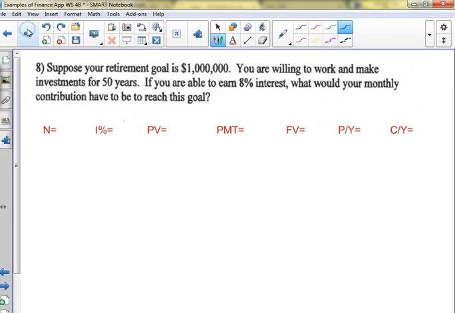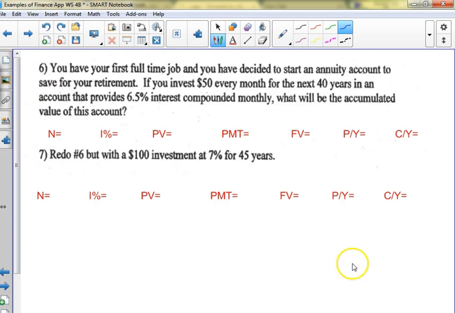I'm going to actually skip to number, well, all right, let's do 6 and then 8. 6, you have your first full-time job and you decide to start an annuity to save for retirement. You're going to put $50 a month. Where are we going to put that? Payment, 50, and you're doing it every month. So payments per year and compoundings per year will be 12.